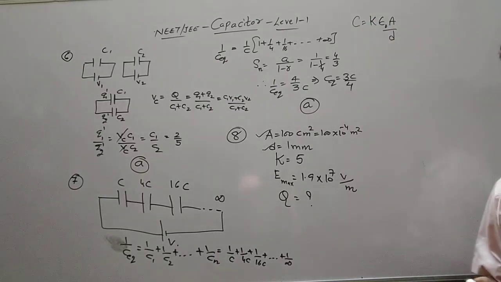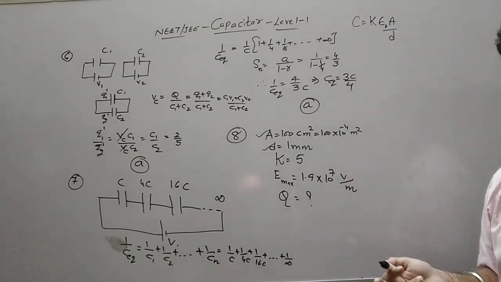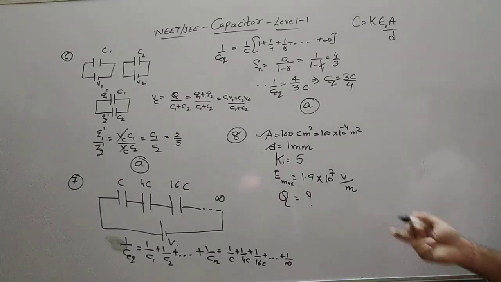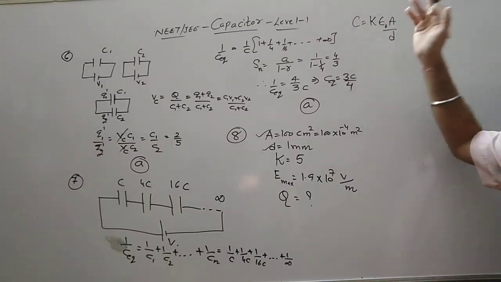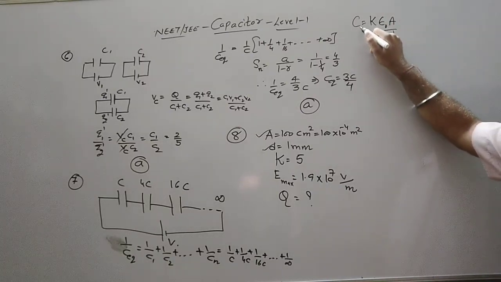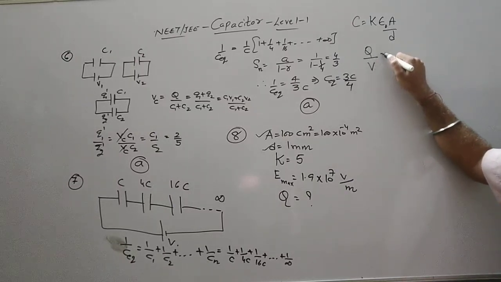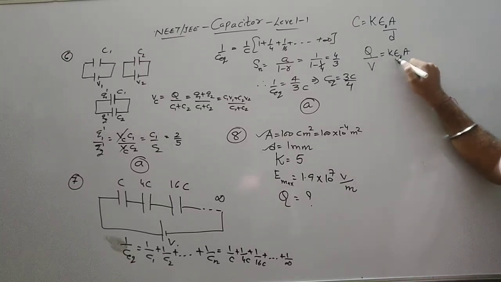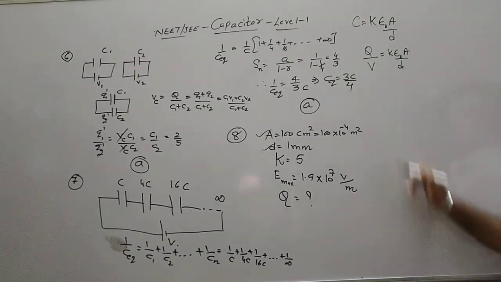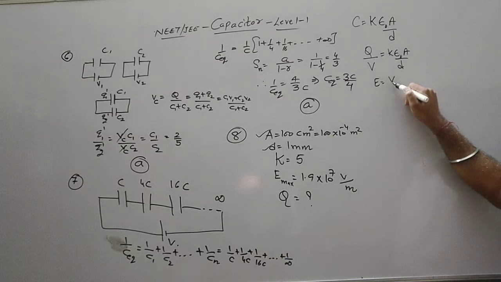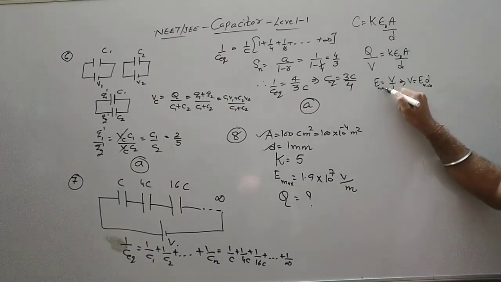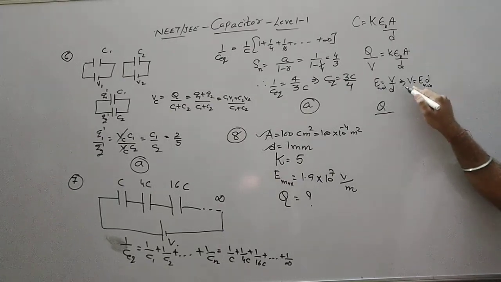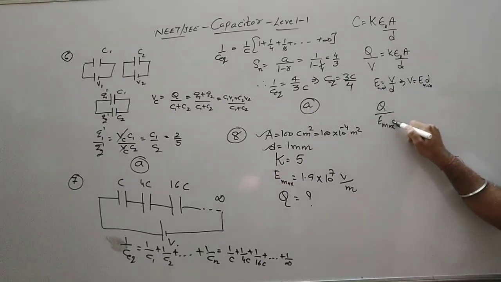Now if I can find out C, C has a relation with Q and V, because I have to find out Q, and V has a relation with the electric field. So instead of finding C first, directly I can write C is equal to Q upon V is equal to K epsilon naught A by D. Now E is equal to V upon D, which implies V can be written as E into D, and E is E max, given. So Q upon, in the place of V, I write E max into D.